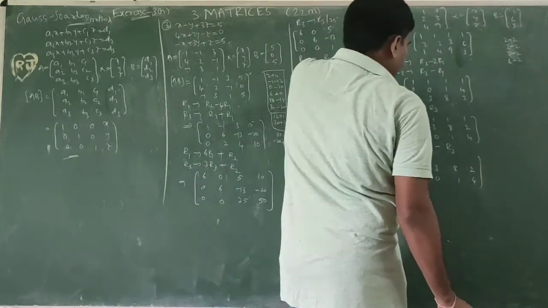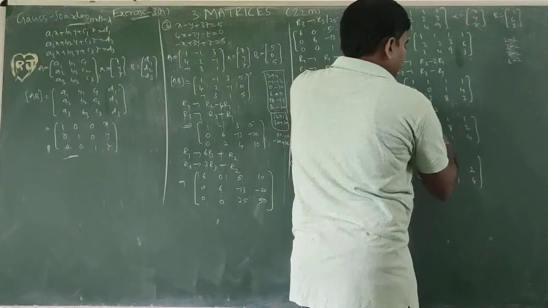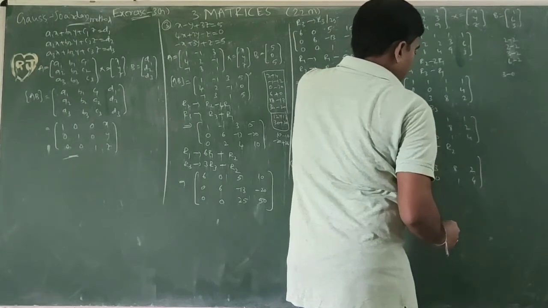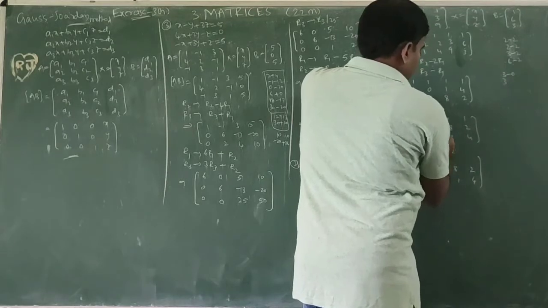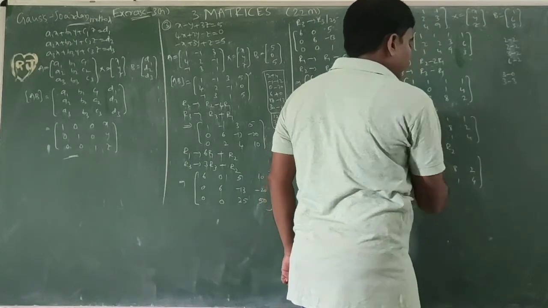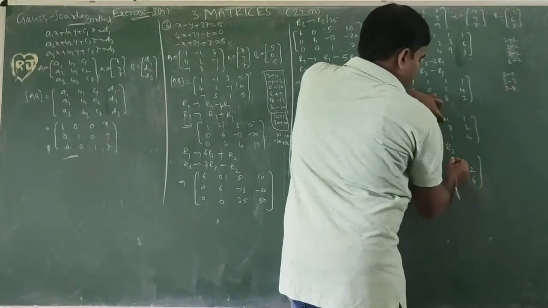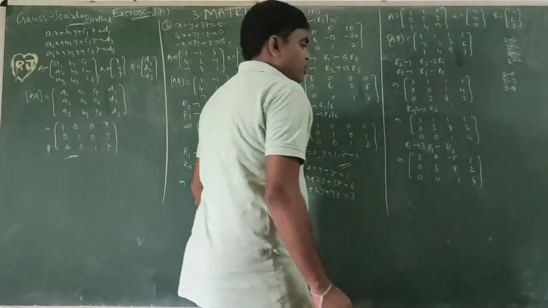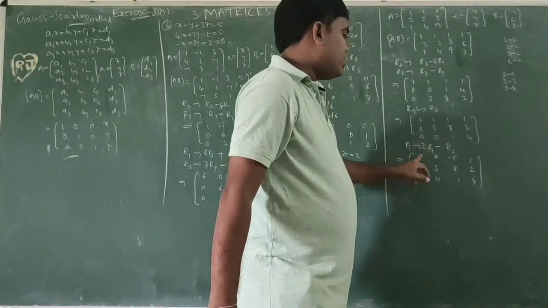So first and second: first row multiplied by 3 minus second. So 3 into 1, 3 minus 0, equal to 3. Next 3 into 1, 3 minus 3, 0. So we need to convert this to 0, that's why we write this operation. Next 3 into 1, 3 minus 8, minus 5. Next 3 into 1, 3 minus 2, 1. Now, in the first column we got zeros for the non-diagonal entries.